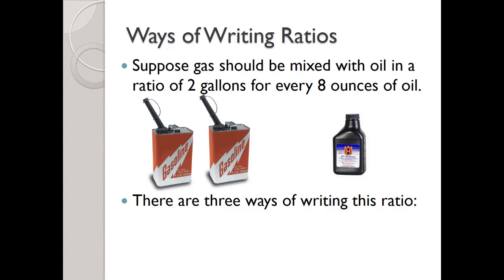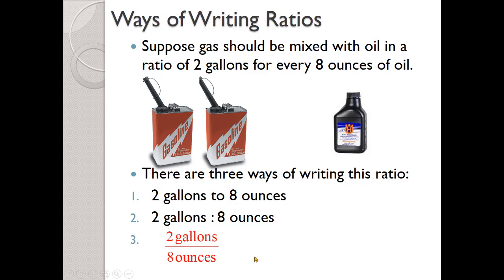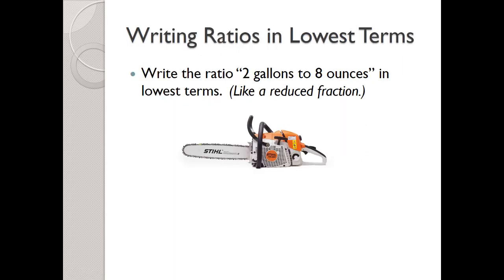So here's the first way you can write that. You can literally just use the word to and say 2 gallons to 8 ounces. Okay, that's the way that we say it. Usually when you write it, you don't use the word to. We use a colon, 2 gallons, colon, 8 ounces, means the exact same thing. And the third way that we're going to use the most is actually to take that ratio and express it as a fraction, because then it acts and behaves with many of the same characteristics as a fraction. We could say 2 gallons over 8 ounces. So there's two main types of ratios, and the first one is this, writing a ratio in lowest terms.